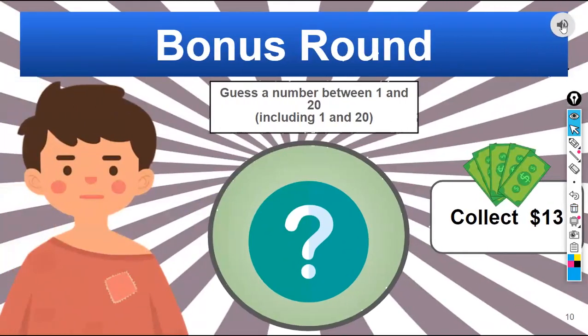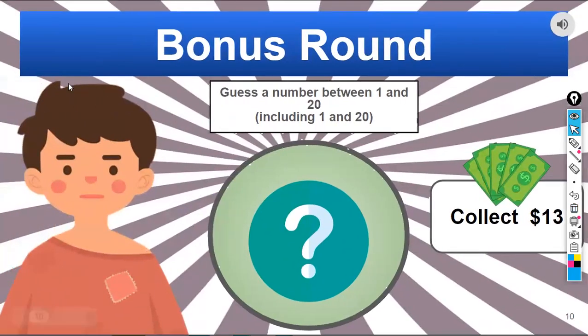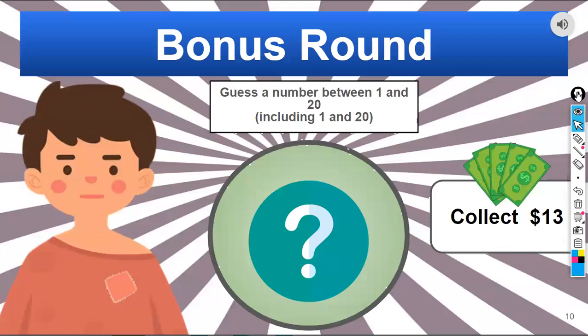Oh, we have a little bonus round here. Here is how this game will work. You can collect an extra $13, but you have to guess a number between 1 and 20, and 1 and 20 are included. So guess one number, send it on the chat, and if you guess it correct, you'll get to add $13 to your total. Stick to your answer. 1, 2, 3, all the way up to 20. Let's see if you have any Saturday morning luck built into you.